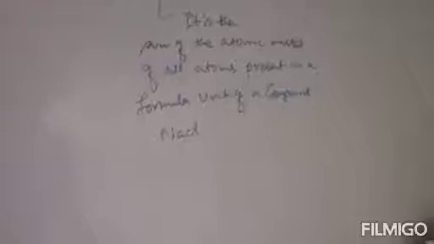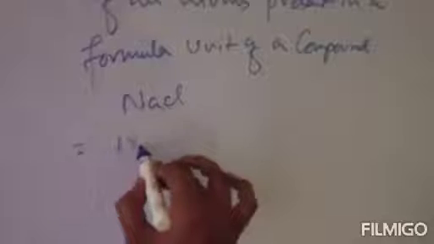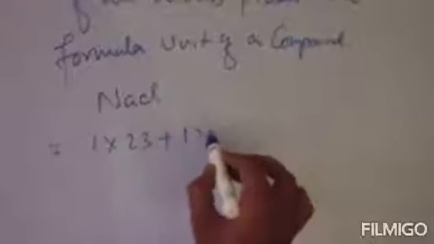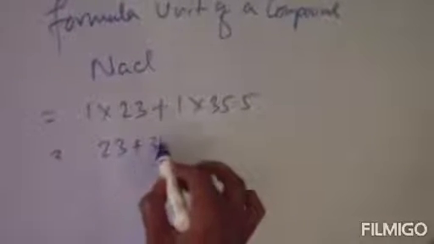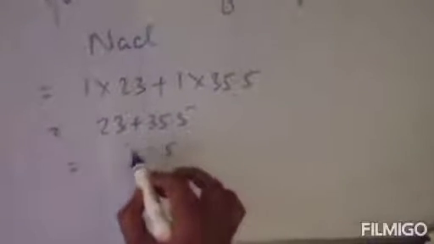Clear? So suppose in the case of NaCl, we have to calculate the formula unit mass of NaCl or sodium chloride. We will first calculate for the sodium atom and then for chlorine. Here only two atoms are present, one sodium and one chlorine, so the total number of atoms is 2. Sodium's atomic mass is 23, and only one sodium is present, so 1 times 23. One chlorine is present and its atomic mass is 35.5. That means 23 plus 35.5, which is 58.5. So the formula unit mass of sodium chloride is 58.5.